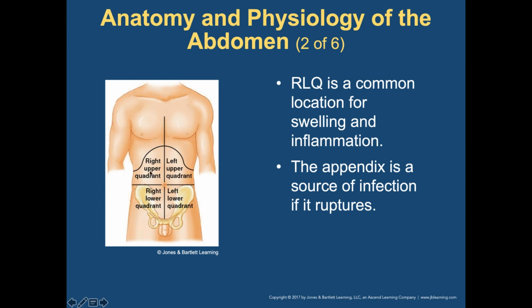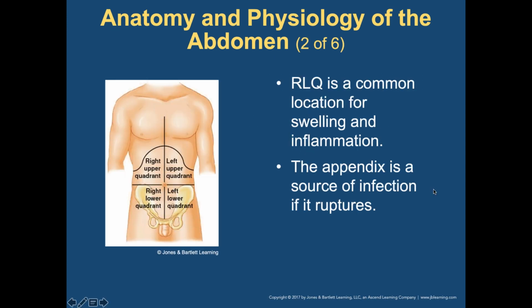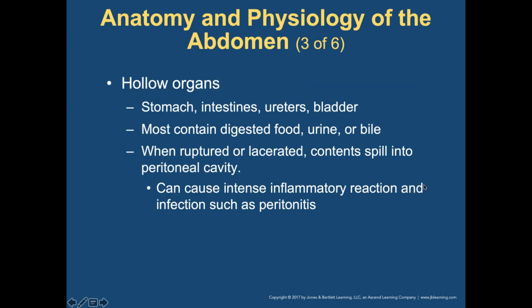In here, we're talking about the right upper quadrant. See how it goes around the diaphragm. Your right and left upper quadrants, your right and left lower quadrants are all separated. But again here, look at the organs that are involved. Those are very good to know, like I said, hint, because you might see that again. All right, so we'll talk about hollow organs.